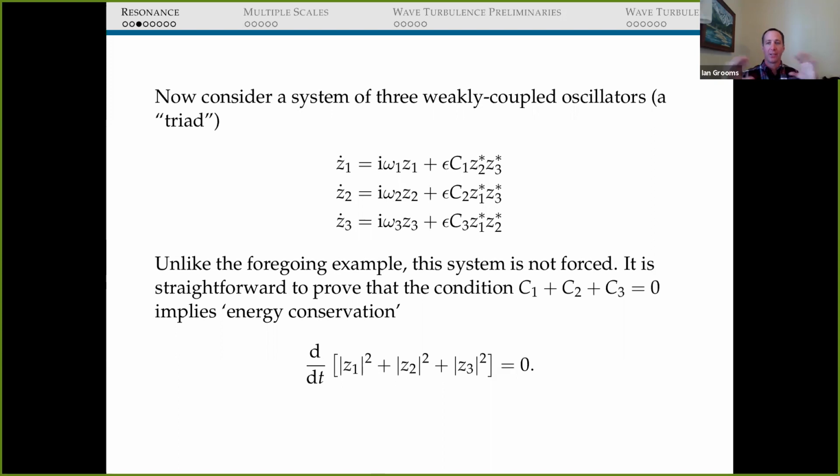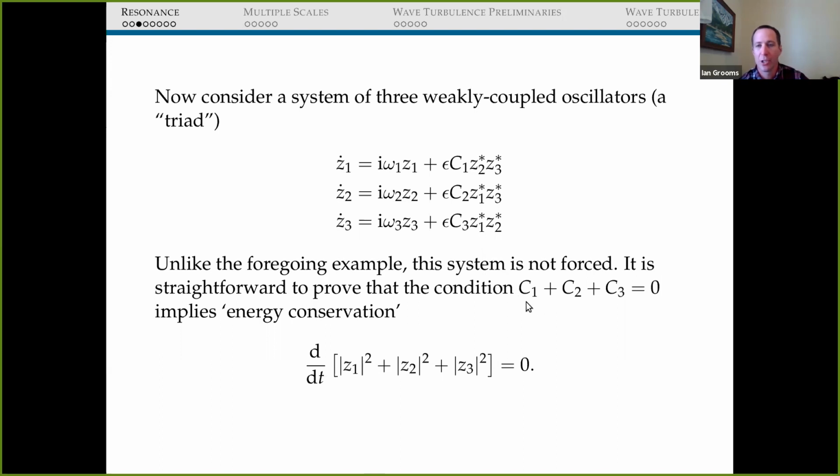All right, so that's one oscillator forced at a resonant frequency. Now we're going to go to a nonlinear system of three ordinary differential equations. This is just coupled oscillators. So Z1, Z2, Z3 are all oscillators with different frequencies, omega 1, 2, 3. And they're nonlinearly coupled, but the coupling is weak. I've got an epsilon here that's less than 1. The C's are called, what are they called? Coupling coefficients or interaction coefficients.